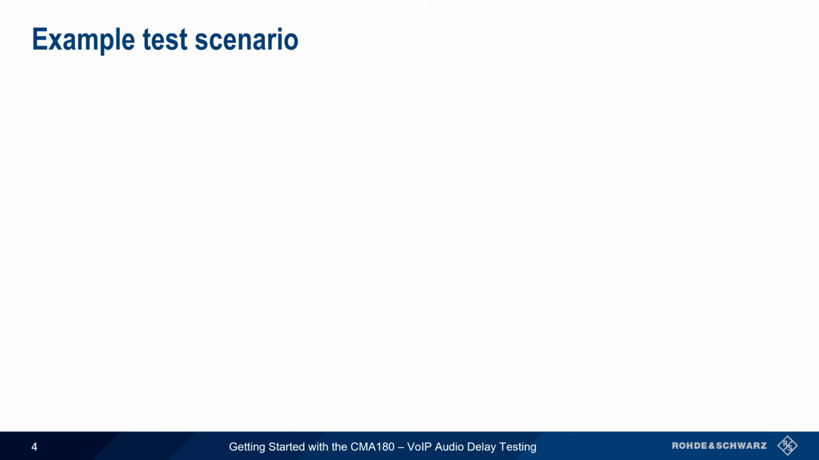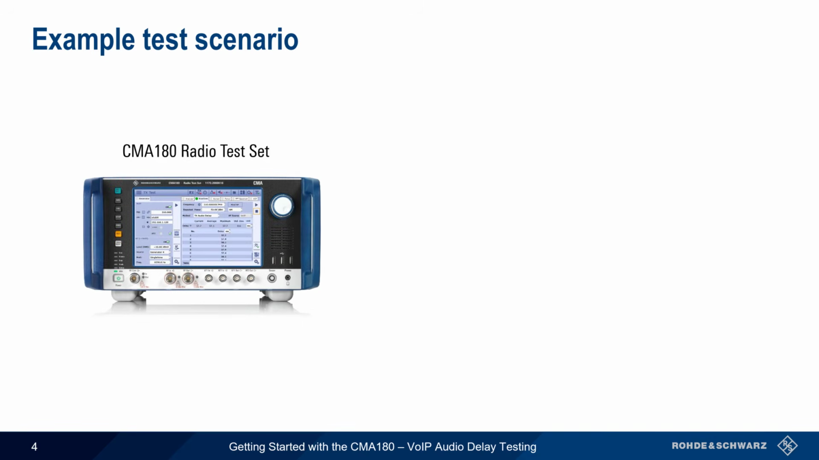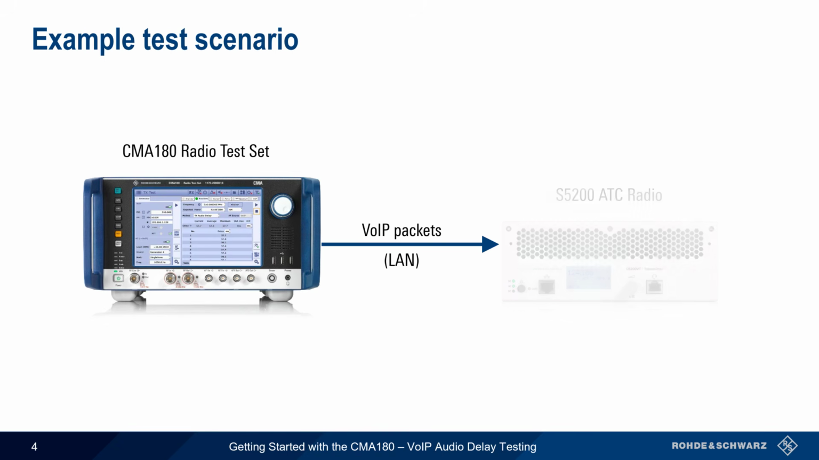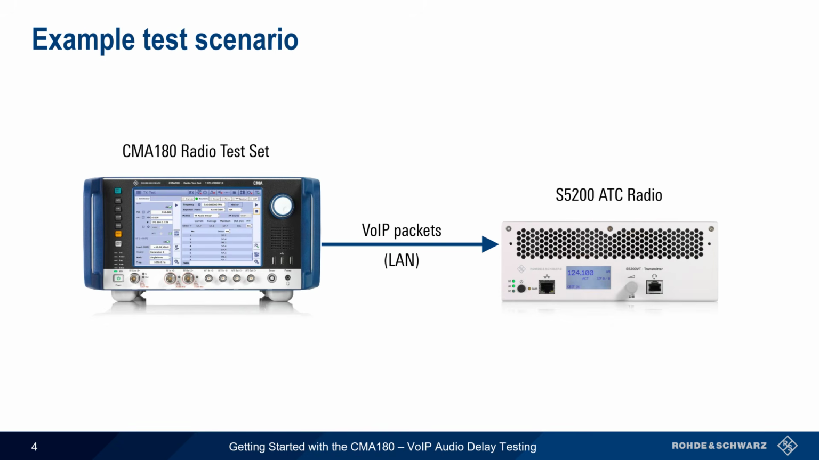Let's go through this again graphically. The CMA180 sends voice over IP packets via its LAN interface to the radio under test. In this presentation, we'll be using a Rohde & Schwarz S5200 series air traffic control radio.